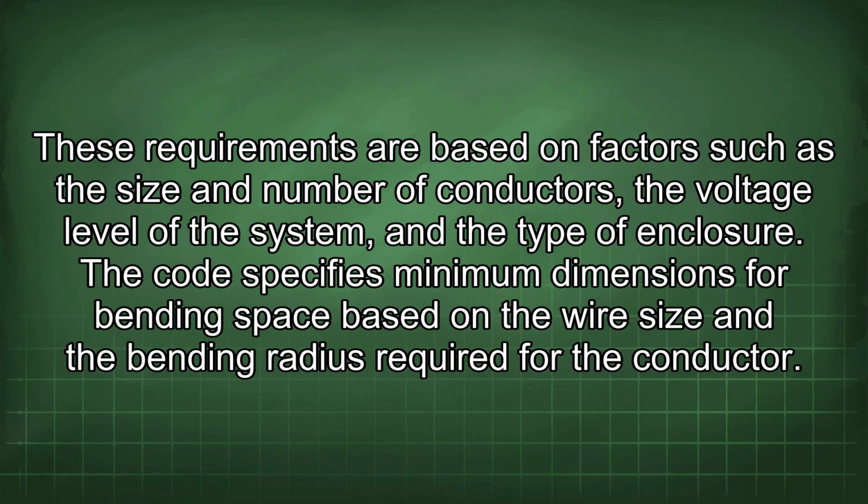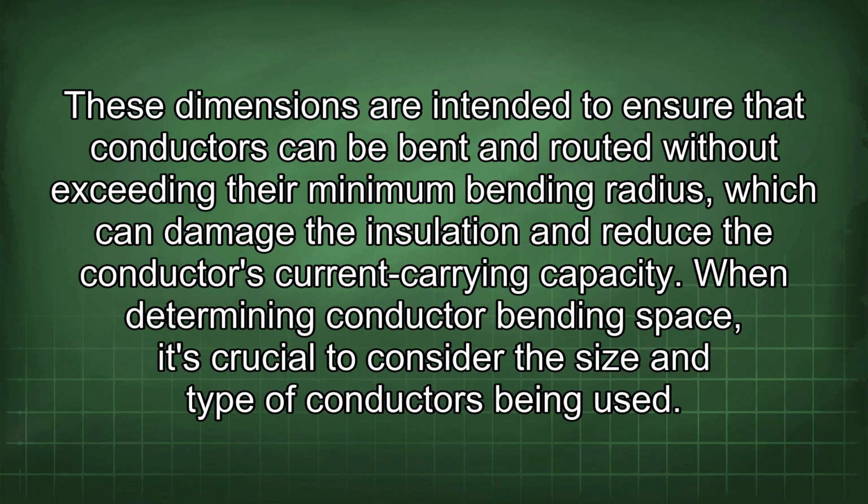These requirements are based on factors such as the size and number of conductors, the voltage level of the system, and the type of enclosure. The code specifies minimum dimensions for bending space based on the wire size and the bending radius required for the conductor. These dimensions are intended to ensure that conductors can be bent and routed without exceeding their minimum bending radius, which can damage the insulation and reduce the conductor's current carrying capacity.